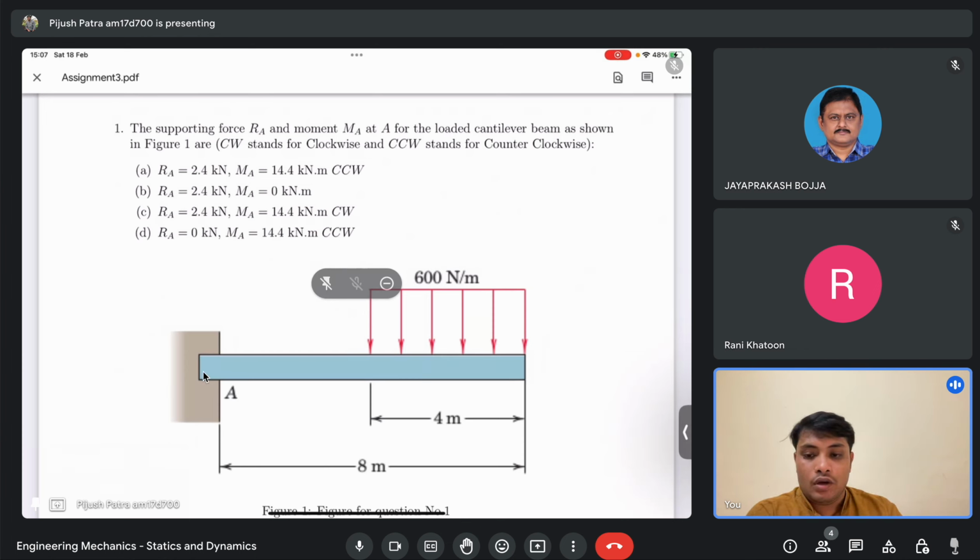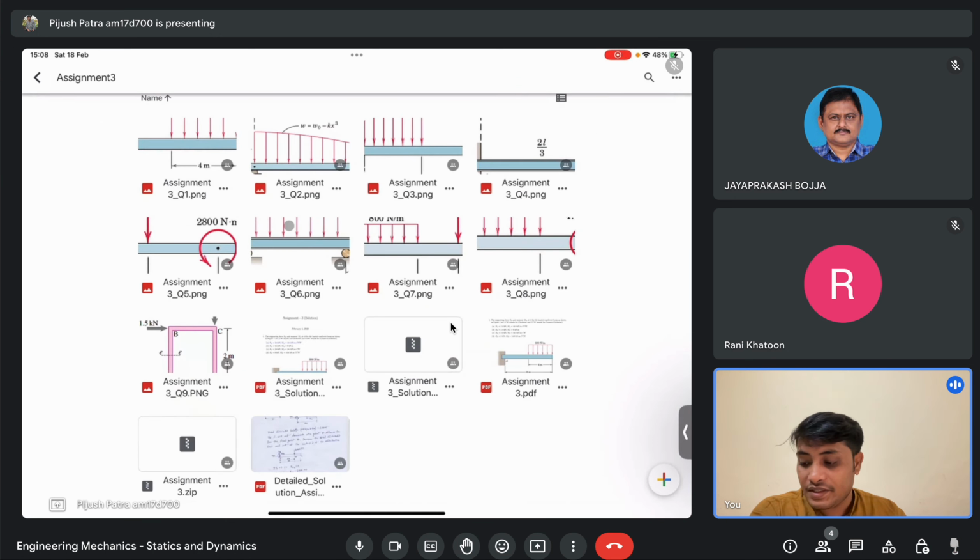So you have a cantilever beam, you apply a load of 600 Newton per meter over a length of 4 meter, and you are asked what will be the reaction force and the reaction moment at the built-in end of the cantilever beam. Okay, so let me share the solution and then I'll discuss it.